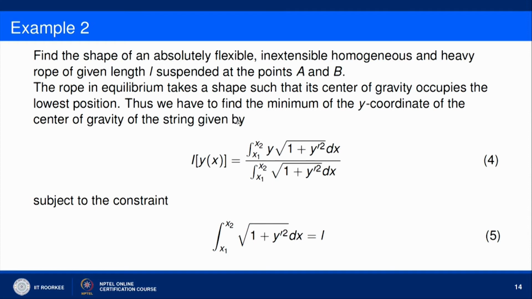So we need to find the minimum of the y coordinate of the center of gravity of the string, given by I of y of x equal to the integral from x1 to x2 of y under root 1 plus y dash square dx divided by the integral from x1 to x2 of under root 1 plus y dash square dx, keeping constant the integral from x1 to x2 of under root 1 plus y dash square dx equal to L. This constraint tells you that the length is constant and given as L. So we want to extremize this functional, keeping this constraint in mind.